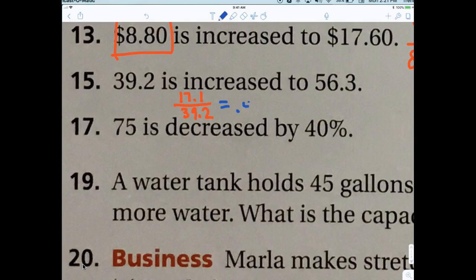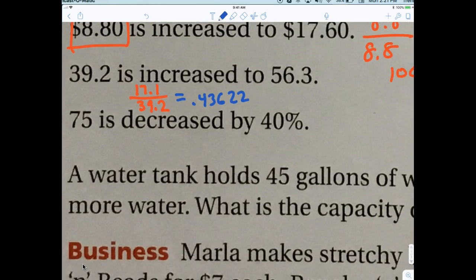All right, so 0.43622, is that what you said? Okay, so that's approximately, yeah, I'm okay with that, about 43.6%. Everybody happy? All right, good job.